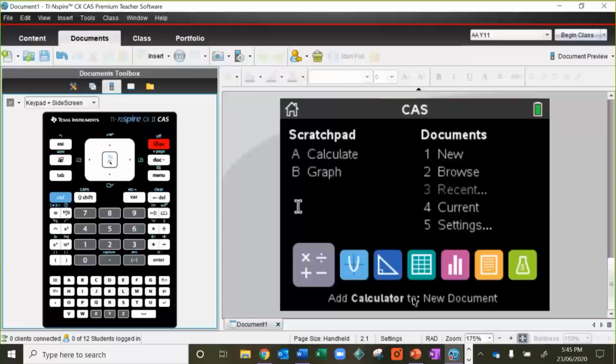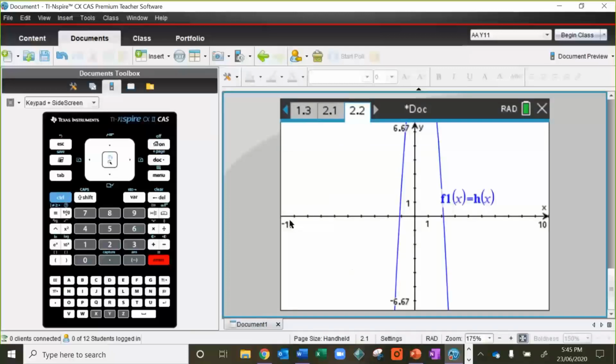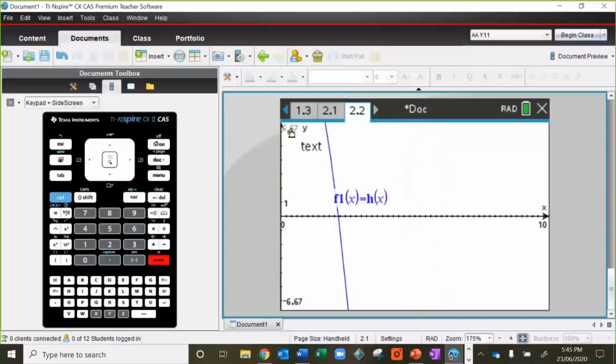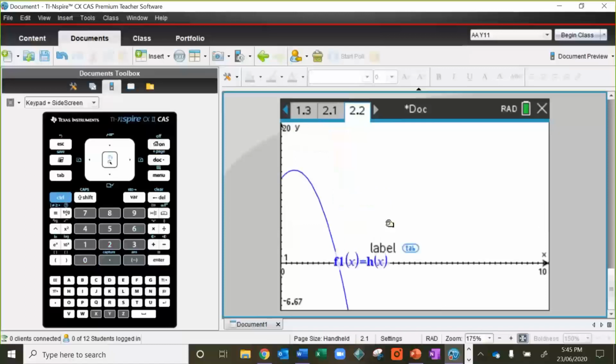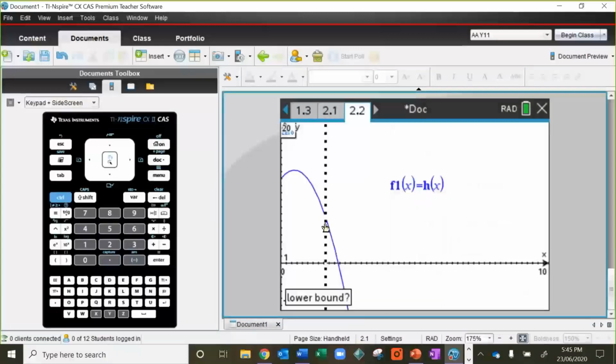We can now sketch h(x). This is our displacement, which will start from 0 and go to about 20. So we can see the displacement as a function of time. And of course, we could get a zero here, which is our 15 over 7, but the graph screen will only give us a decimal value.